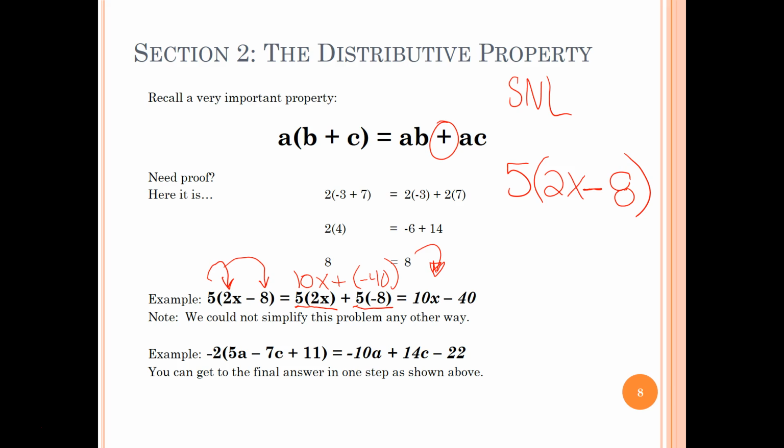First off, 5 times 2x, they're both positive. So I know my answer will be positive. Now the numbers, 5 times 2 is 10. And since we just have x, there's no other variable to multiply to, that x just comes along for the ride. Now if we look at the next two terms, 5 and -8, positive times negative gives us a negative value. There's the sign in that SNL. 5 times 8 is 40. And since there's no variables, we're done.